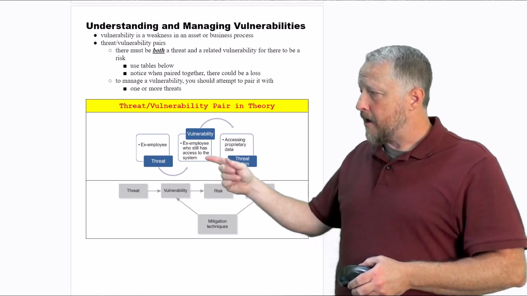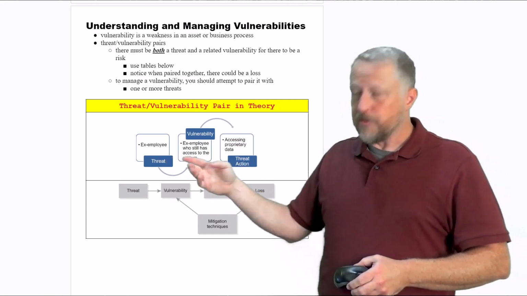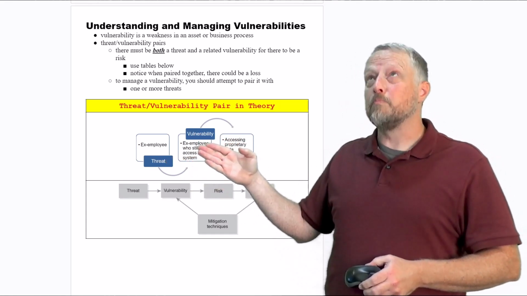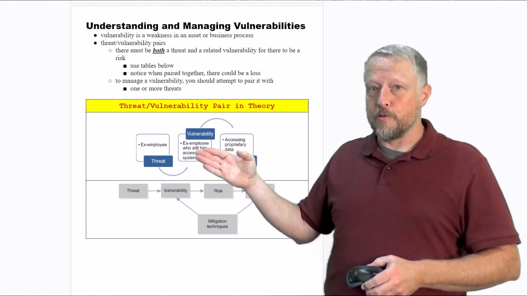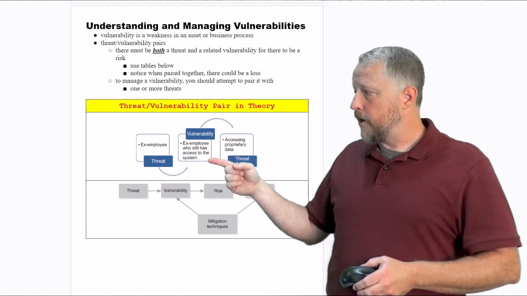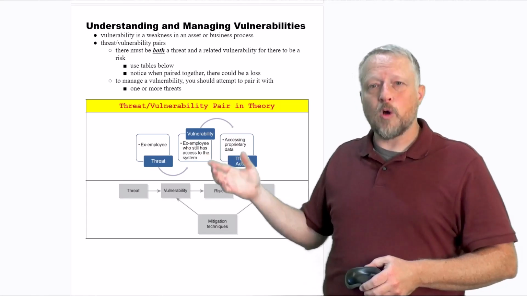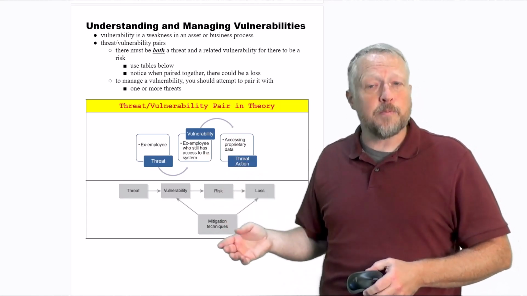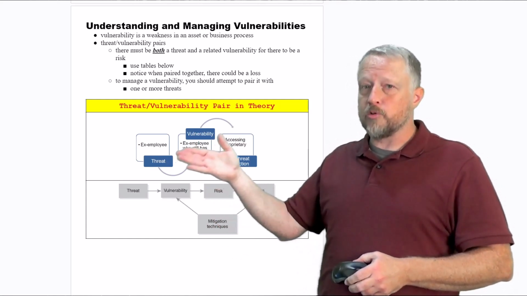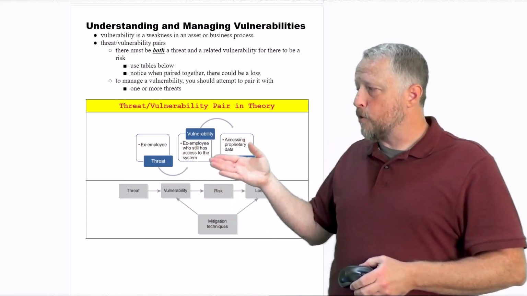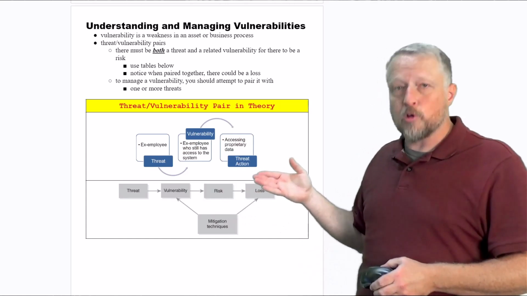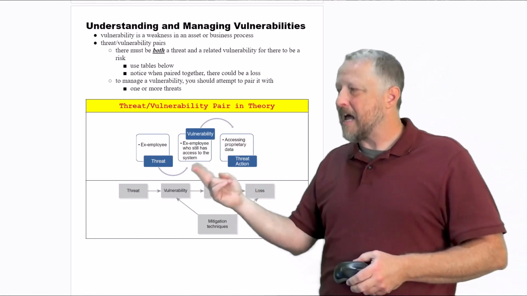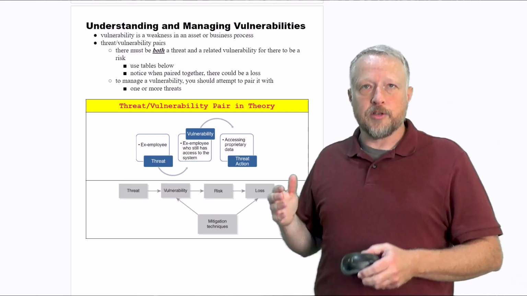Now, by the way, that's just one threat. There could be multiple vulnerabilities with this. Here we're just talking about access to the system. Well, maybe it's still access to the building. Maybe it's access to the computer systems. So you can have a threat with multiple vulnerabilities and still have multiple threat actions. But again, it's got to be a pair between the two.